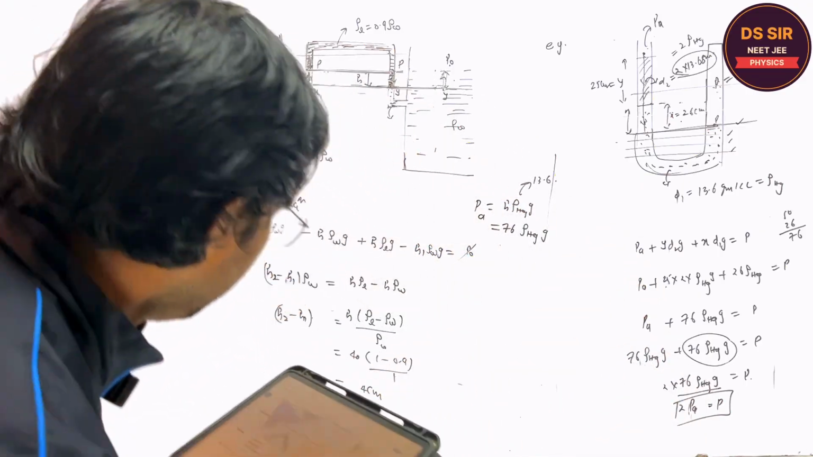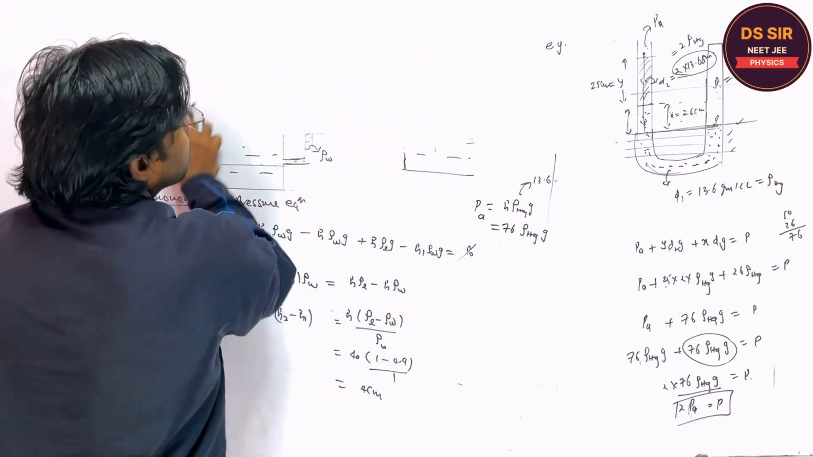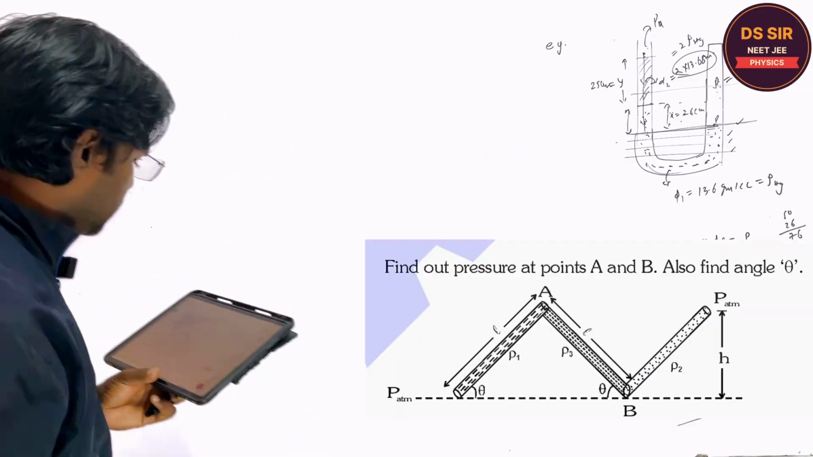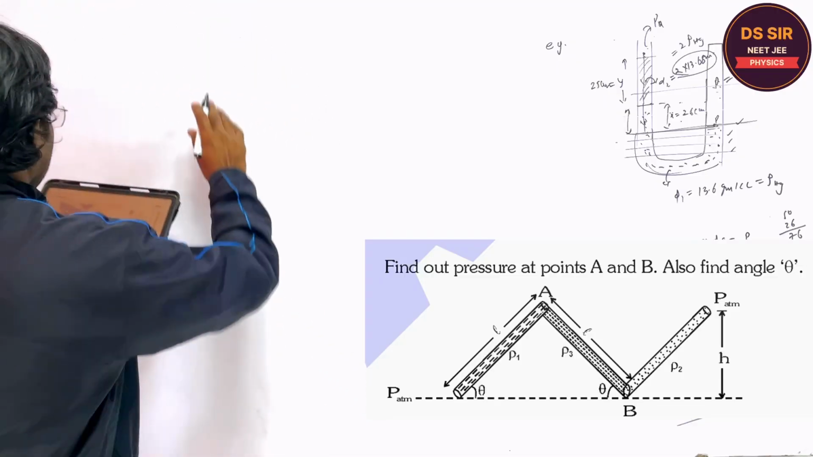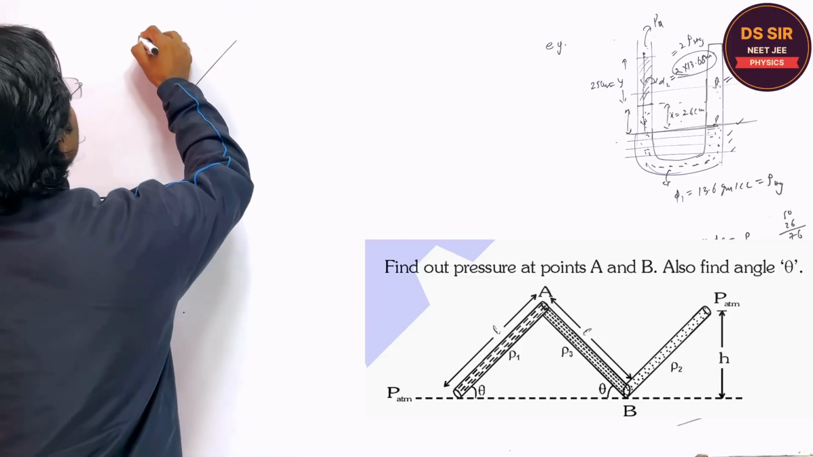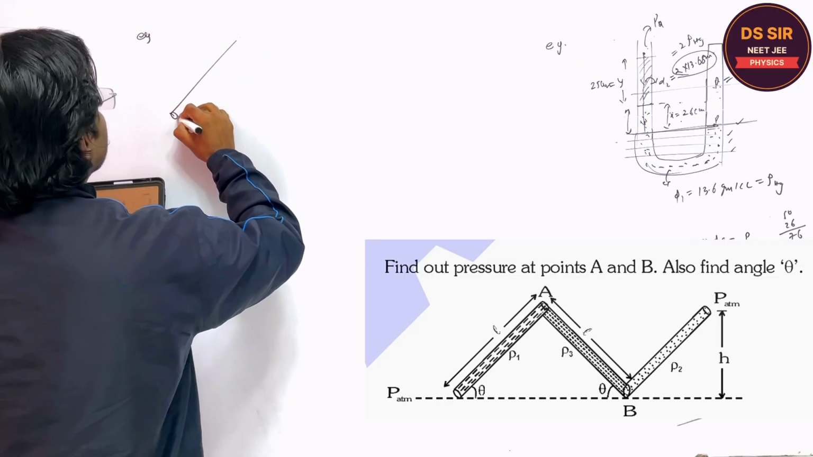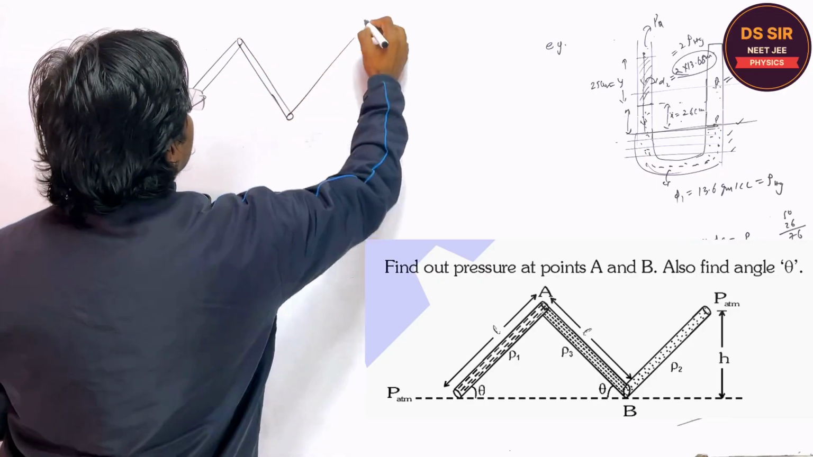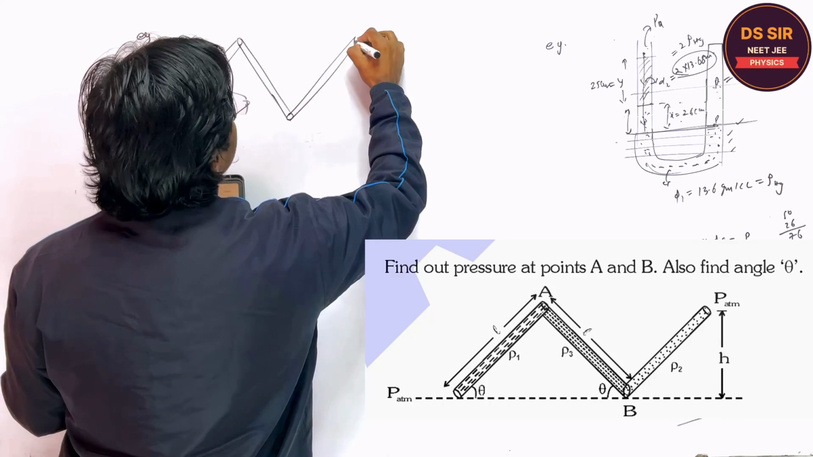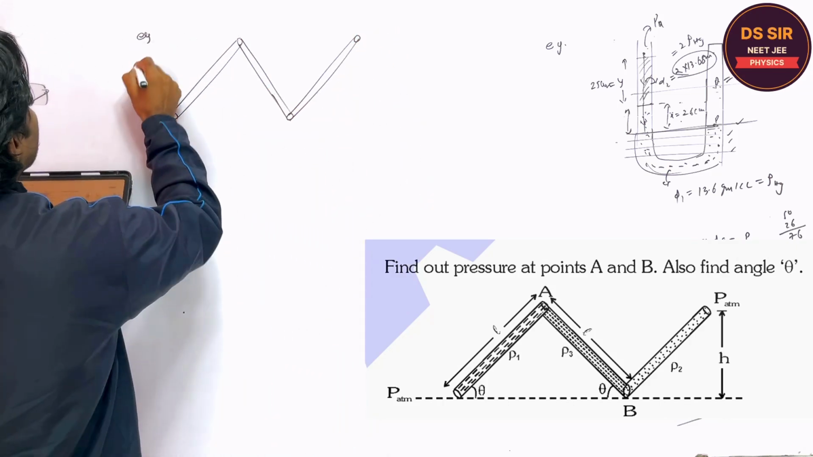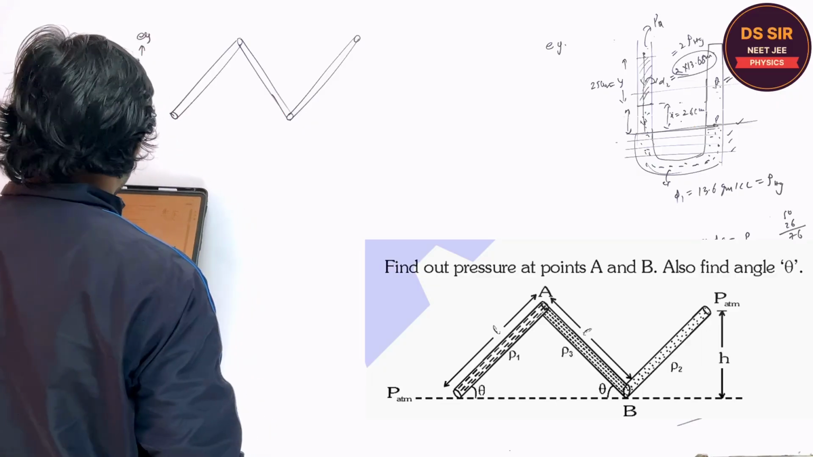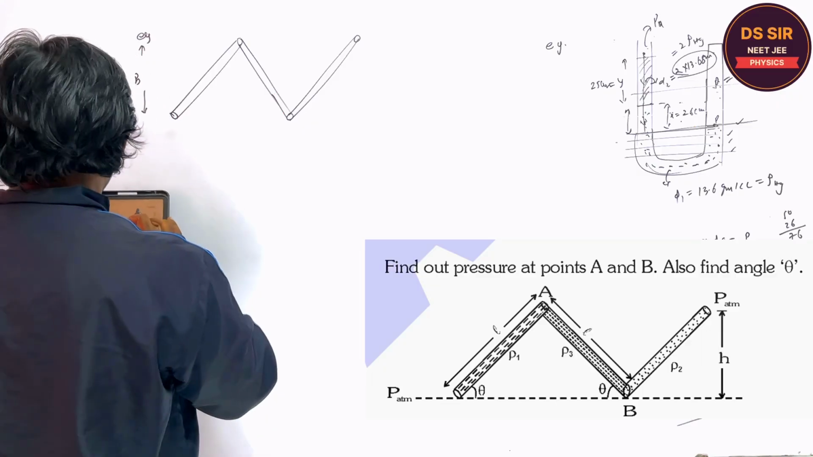Now you can read illustration number 9. Read the question. Yes. Find out pressure at points A and B. Also find out. Very good, very good.